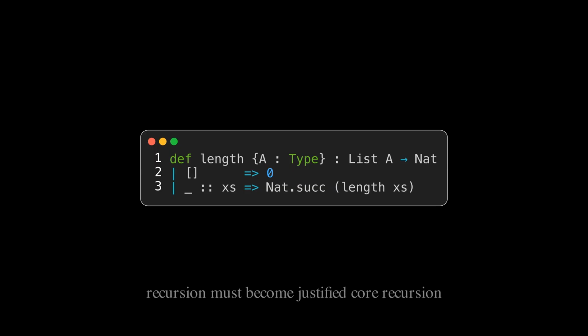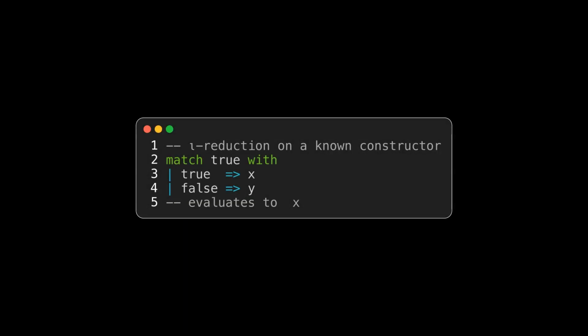Once the match has become an eliminator, iota reduction explains how it computes on a known constructor. This connects back to the inductive types episode. Constructors build values, eliminators consume values, and elaboration translates friendly pattern matching into that core structure.